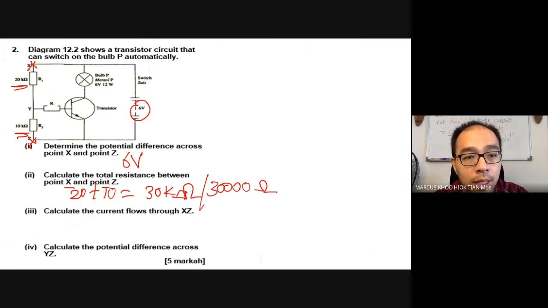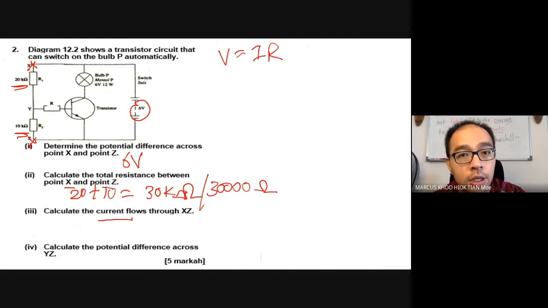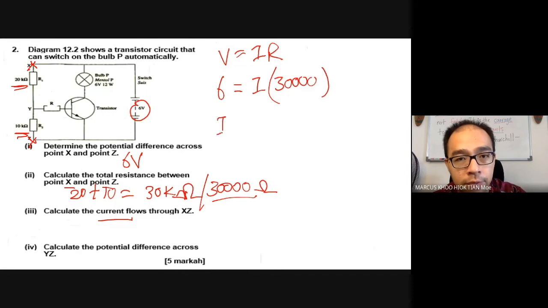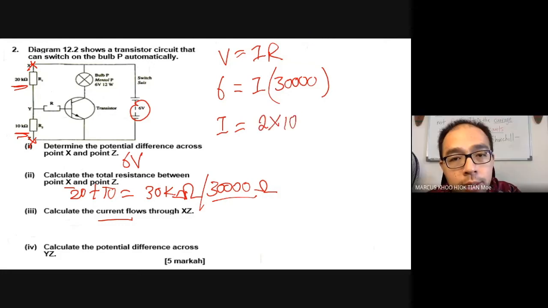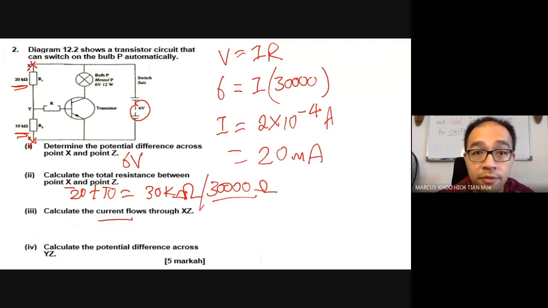Calculate the current flow through XZ. Now in a series circuit, V equals IR, total voltage, total resistance. So the total voltage is 6, the total resistance is 30,000. What is the current flow? 2 times 10 to the power negative 4 ampere, or 0.2 milliamps. Very small current. Remember, small currents are in milliamps, microamps.